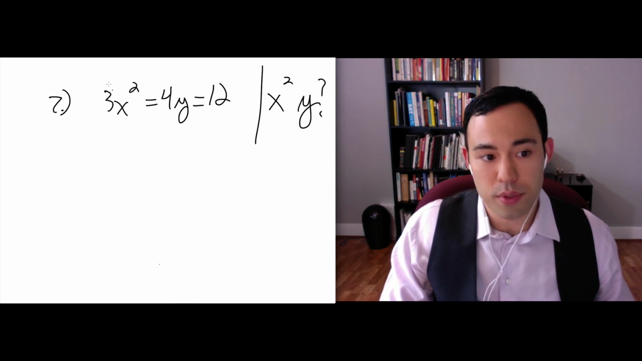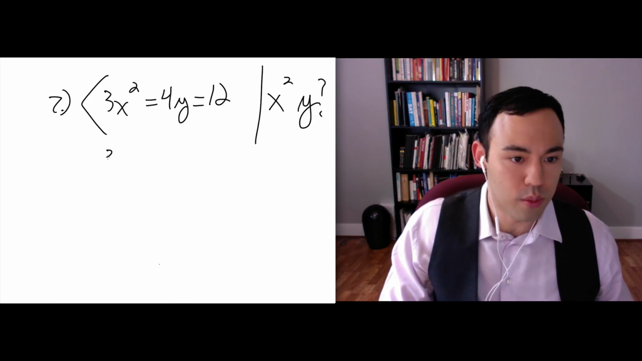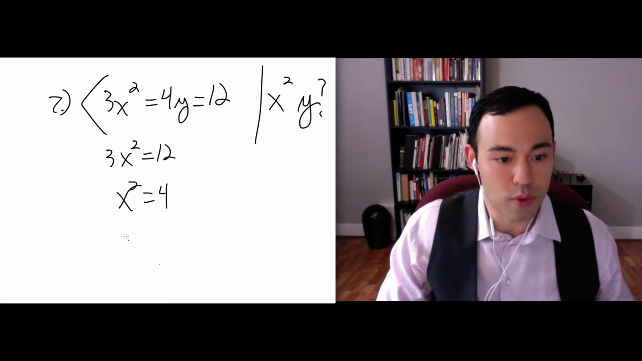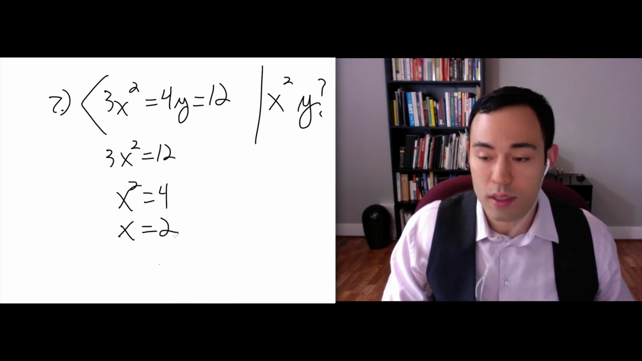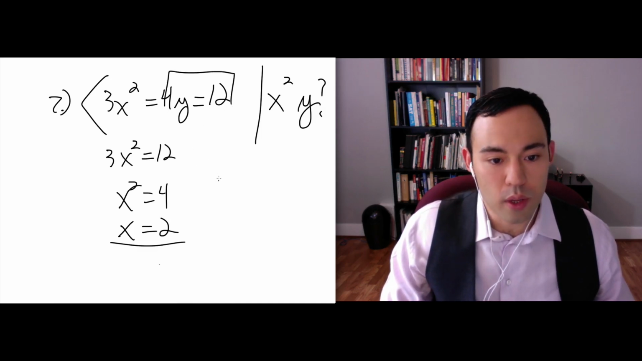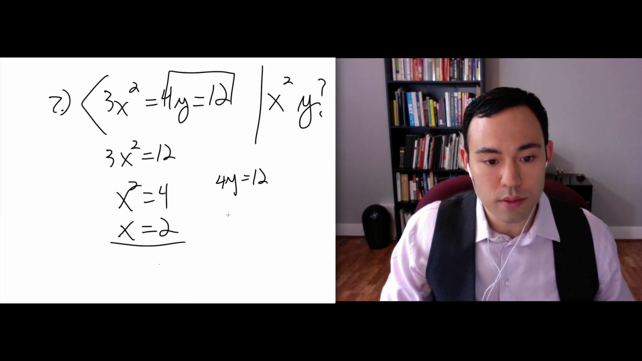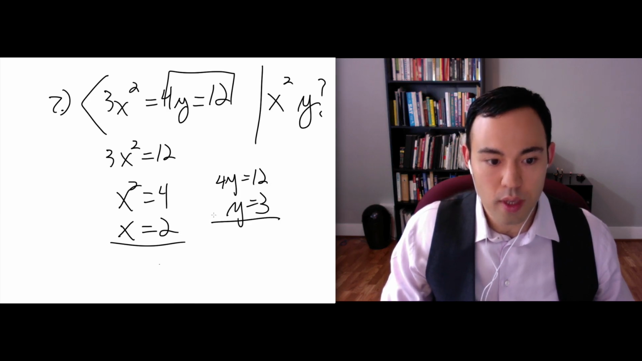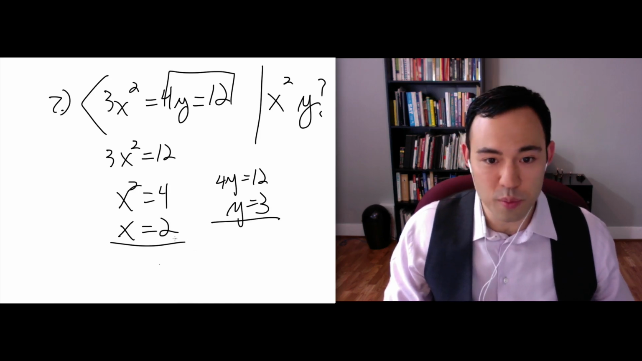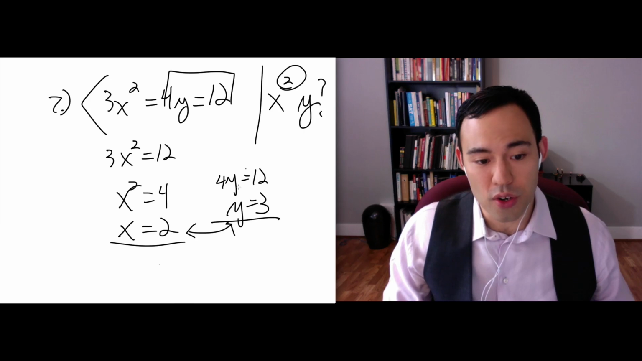Okay, all of this stuff equals 12. We can break this part up into two equations. We got a 3x squared equals 12, which gives us an x squared equals 4, which means x is equal to 2. And then this part here, we have a 4y equals 12, so y equals 3. And now of course, if we just multiply these two together, for getting this part, we'll get 6.